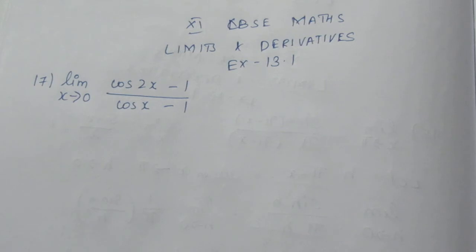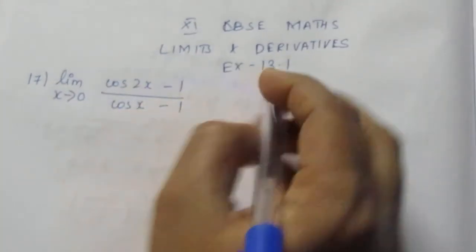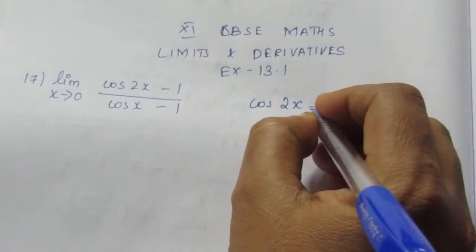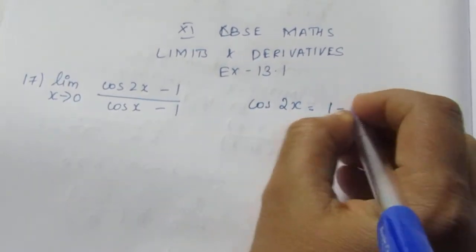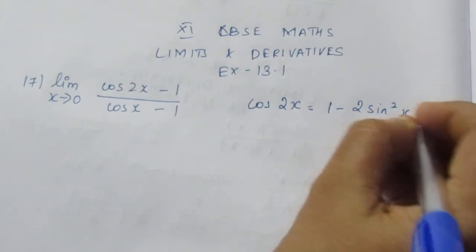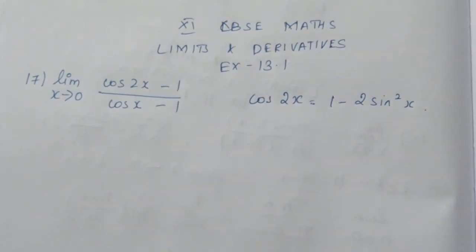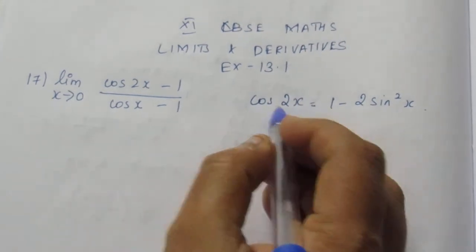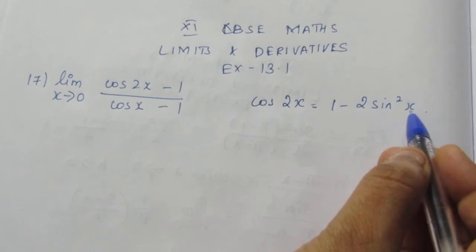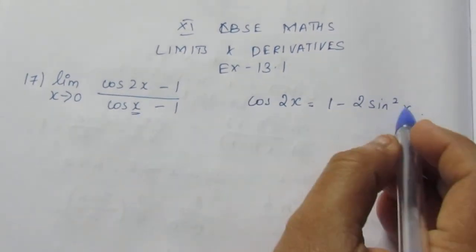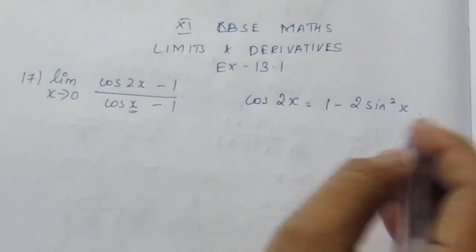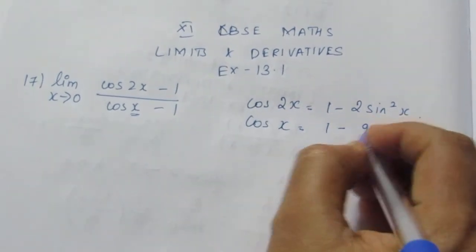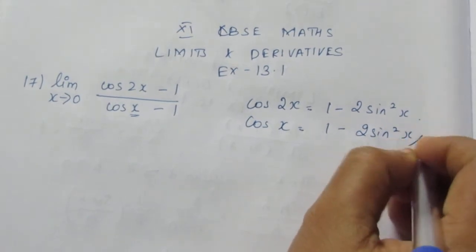We know the formula for cos 2x, the cos 2a formula, which we have learnt in trigonometry. So cos 2x will be 1 minus 2 sine square x. Instead of cos 2x, I can write it as 1 minus 2 sine square x. If it is 2a, then it will be 2 sine square a. If it is x, it will be 2 sine square x by 2. So for cos x, the half angle formula is 1 minus 2 sine square x by 2.